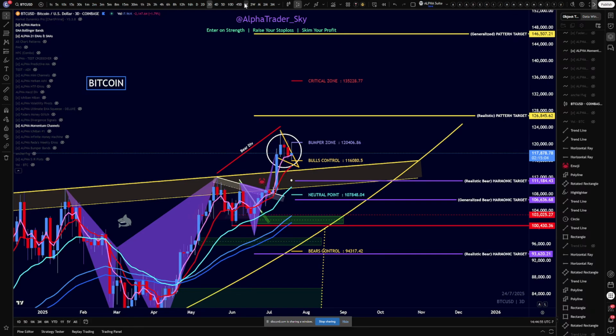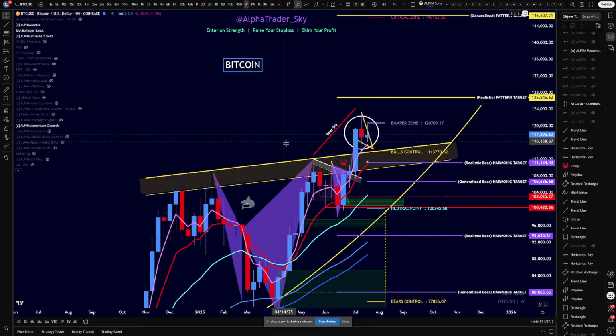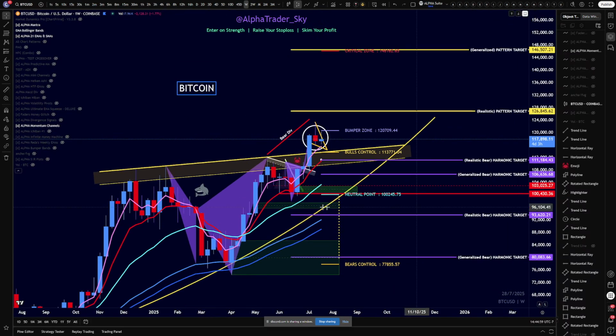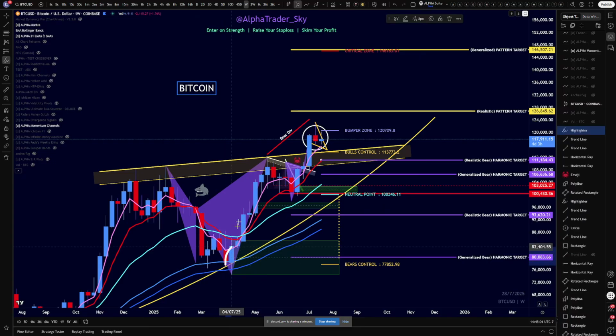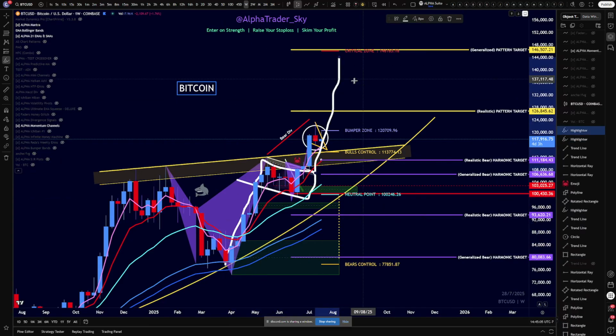And then if we zoom out on the weekly, again, we do have this giant bull flag appearance right here. Okay, and that bull flag may just want to complete this move all the way up to this 140 area, right? So again, I'm not being bearish. I'm just trying to prepare you guys for what's possible.